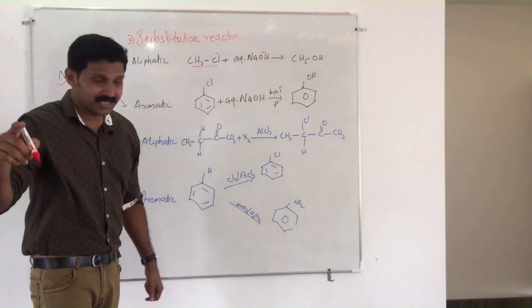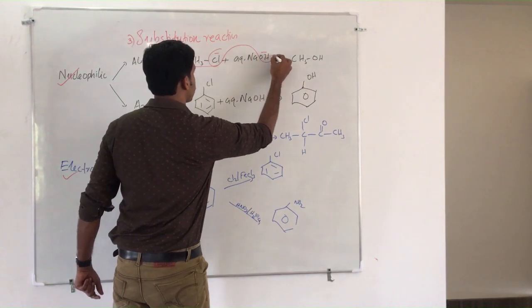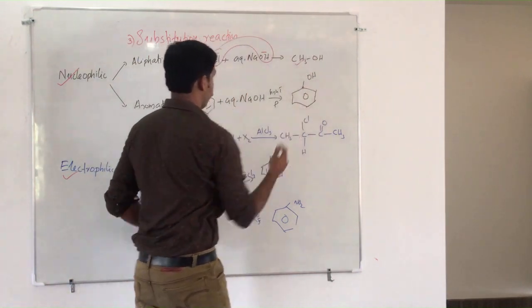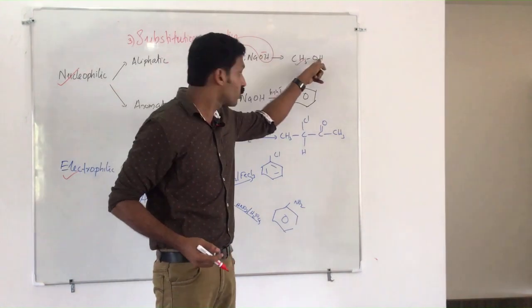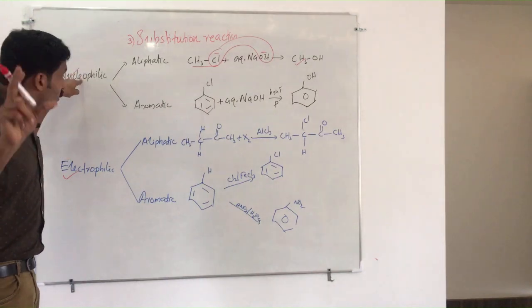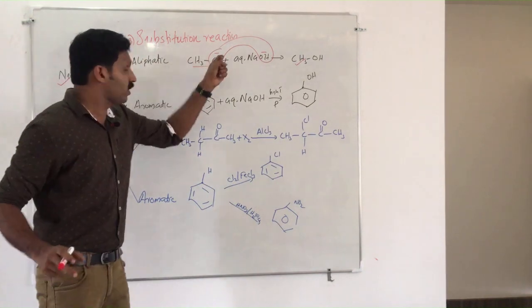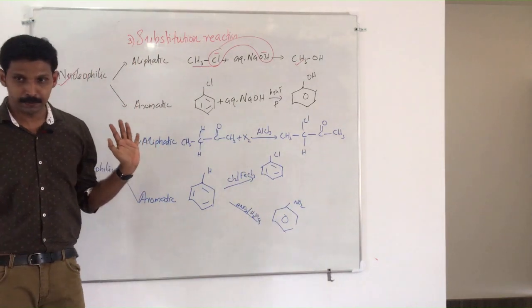In this reaction, you can see that this Cl minus is replaced by this OH minus, and you will get the answer. One nucleophile is replaced by another nucleophile. That is why it is called a nucleophilic substitution reaction. Since this reaction takes place on an aliphatic compound, we call it an aliphatic nucleophilic substitution reaction.